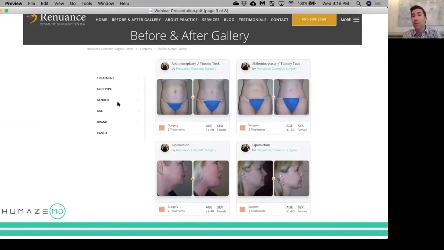Upload the photos directly to the HumazeMD platform. You tag them with age, skin type, gender, brand, and treatment. You can crop them. You can edit the photos. You can black out features. When you make a photo public, it goes automatically to your website without having to do anything else. So you literally control your gallery yourself or your staff. Cool. That's really helpful. I like that.